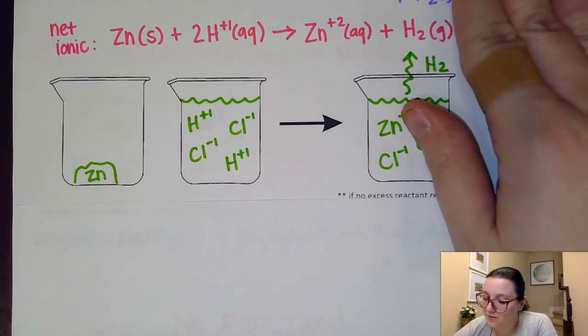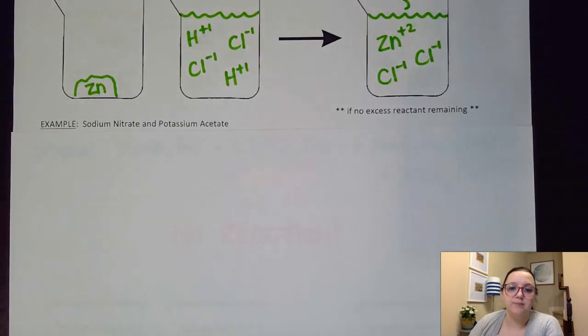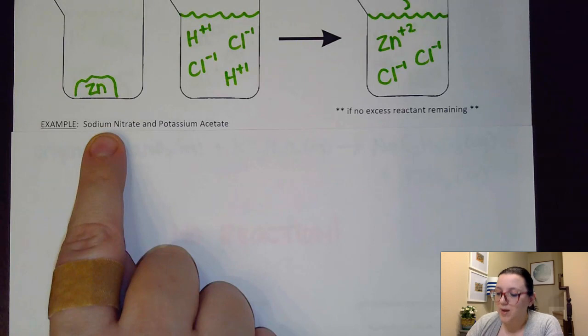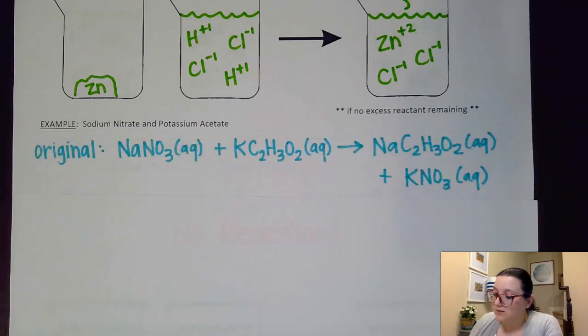All right, let's look at another one. The next one says I have sodium nitrate and potassium acetate. So I'm back to a compound and a compound. So I'm back to predicting that this would probably be a double replacement. So I'm going to go ahead and start off by writing that double replacement reaction.